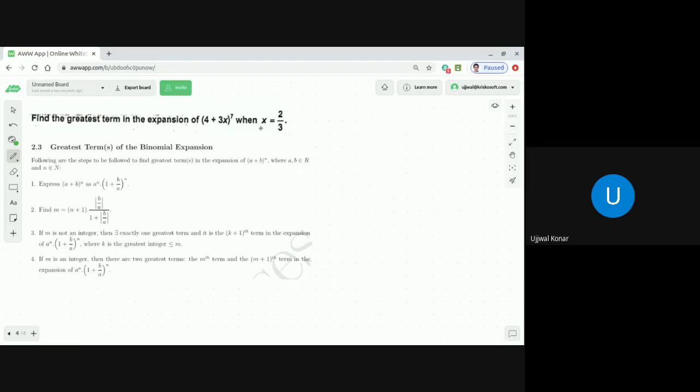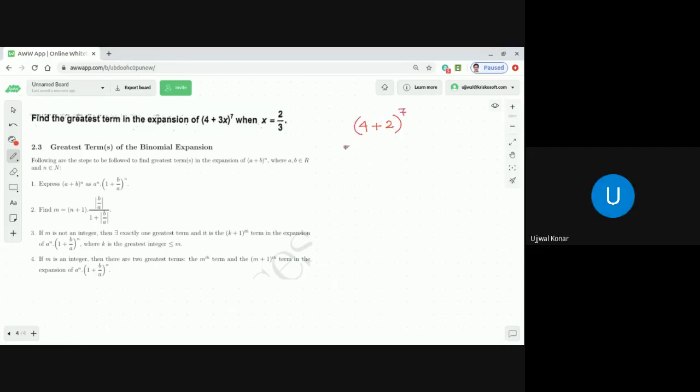What is the first step? So what is the expression, dear students, here? The expression here is 4 plus 3x power 7. 4 plus 3 into x. But what is x? x is equal to 2 by 3. So 4 plus 3 into 2 by 3, so 4 plus 2 power 7. Correct, na, dear students?